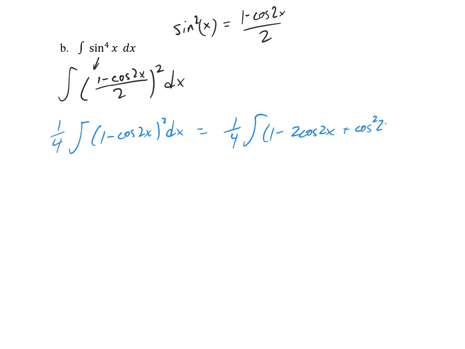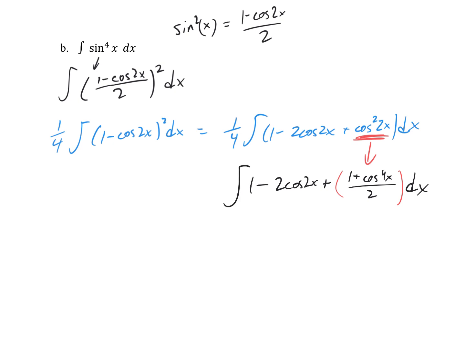and cosine squared 2x. Okay, and now at this point, we reach a stage where I have another cosine squared. Again, I can't use u substitution or anything like that. We are going to turn this back into another half angle. Here, instead of 1 minus cosine 2x, it's going to be 1 plus cosine, and now it's 4x instead of 2x, and that's over 2. Now from here we also have 2 cosine 2x, and then of course our 1. We take this integral with that 1/4 in the front.